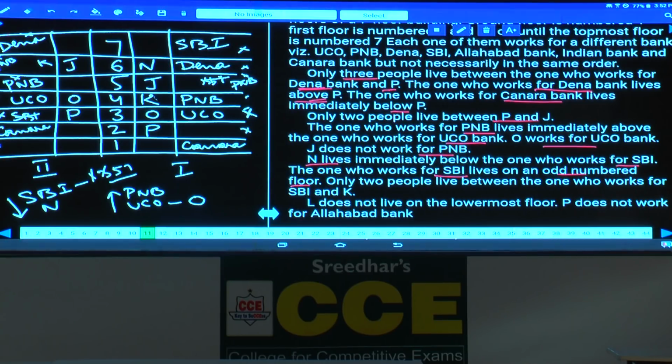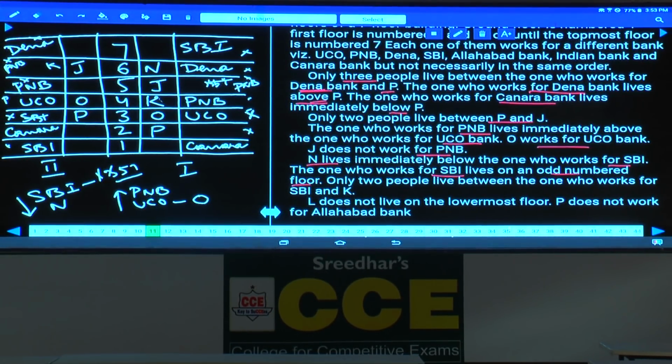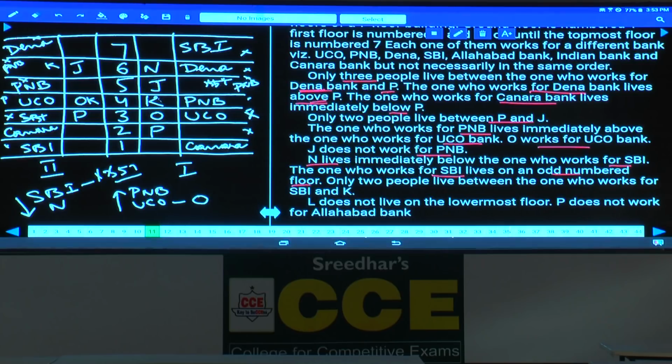Can you take SBI at this place? The leftover is SBI on the 1st floor. If SBI is on the 1st floor, then 2 persons between SBI and K, hence O and K must be on the same floor, which is not possible. Hence, the second case is completely ruled out, isn't it? Because there is no place left for this SBI and K. Hence, we are left with only one case, and L does not live on the lowermost floor. As L does not live on the lowermost floor, hence L will be on the topmost floor.